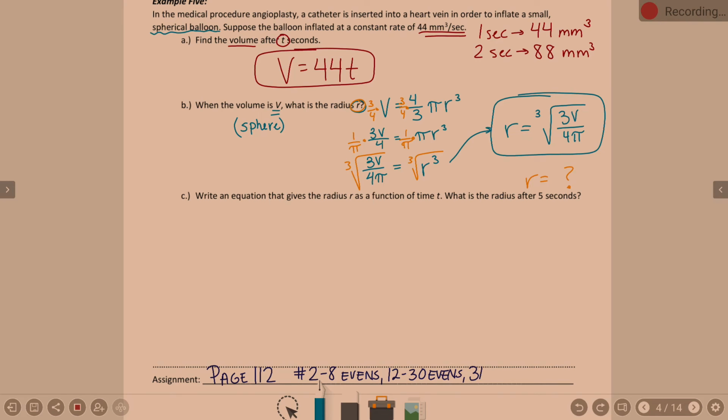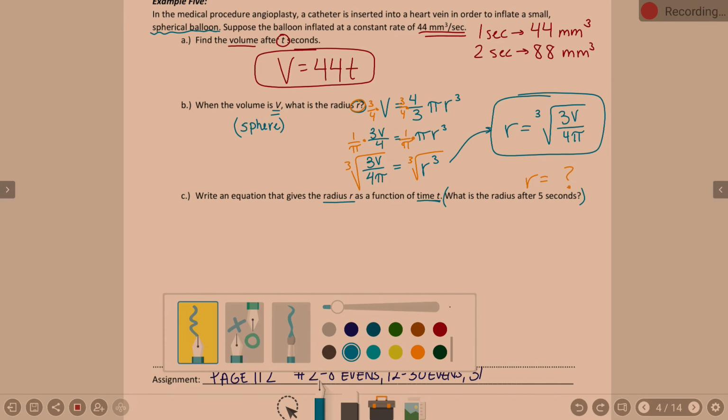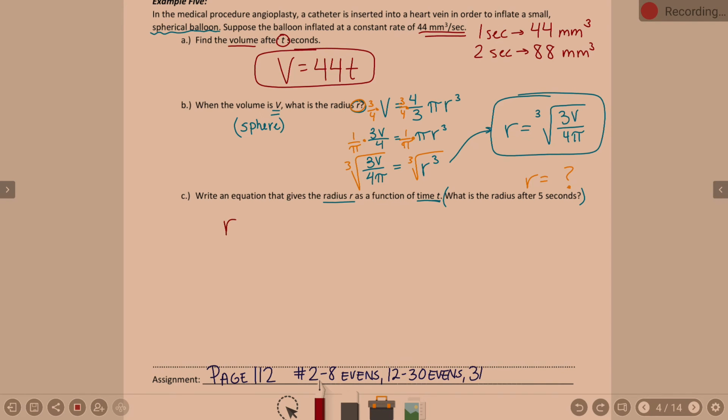Part C says write an equation that gives the radius r as a function of time t. What is the radius after 5 seconds? Hold that thought for later. Write an equation that gives the radius r as a function of time t. What formula, what equation do we have for r right now? We know r is the cube root of 3v over 4 pi, right? Yep. That is from the previous problem.